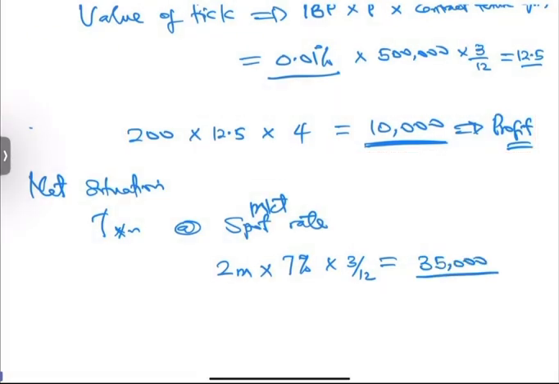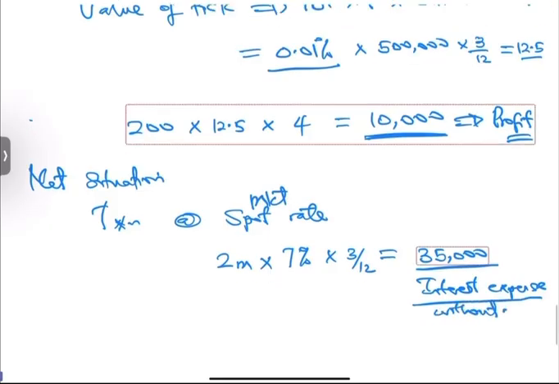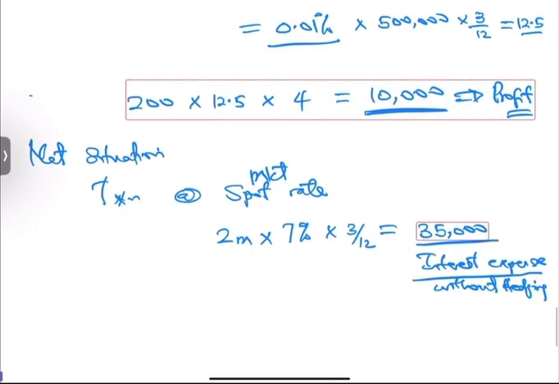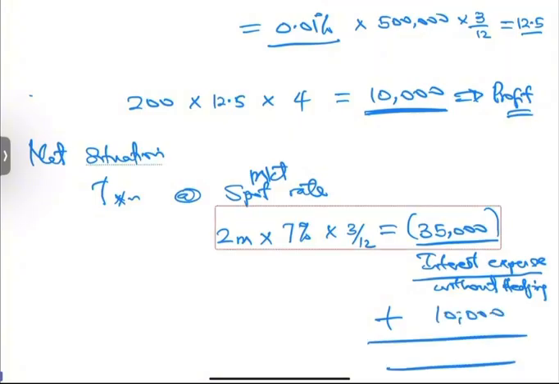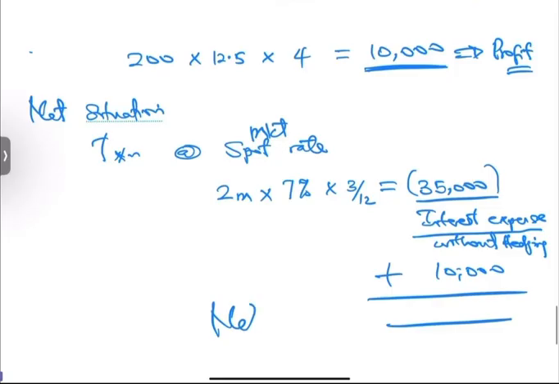So this will be the interest expense without hedging. If we had not hedged at all, this will be our interest. But because we have hedged, we have additional profits of 10,000. So our net interest cost is actually 25,000.